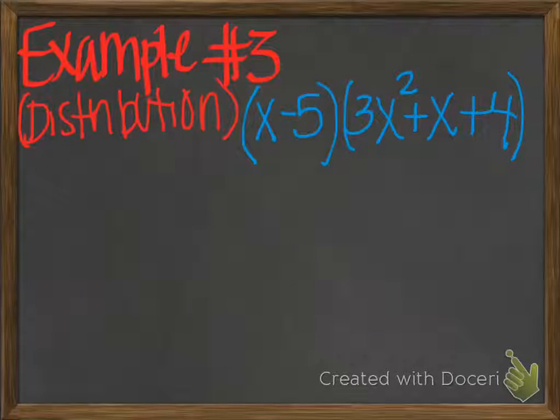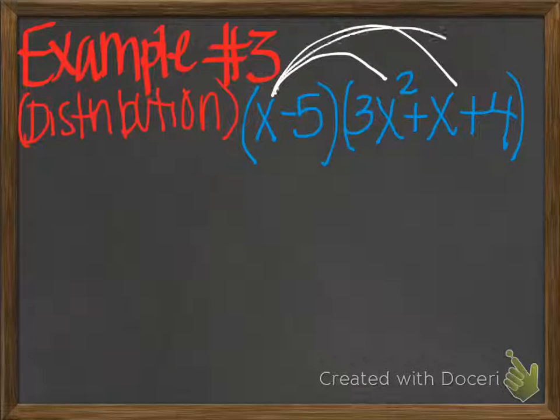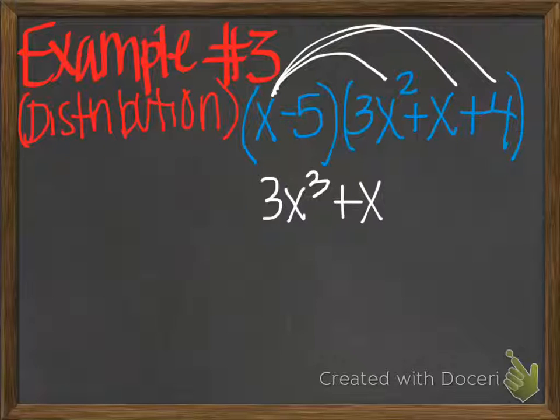Example 3 is another example of distribution. We'll start with the x and distribute to each term and multiply. So we have x times 3x squared, x times x, and x times 4. So when we multiply those out, we get 3x cubed plus x squared plus 4x.